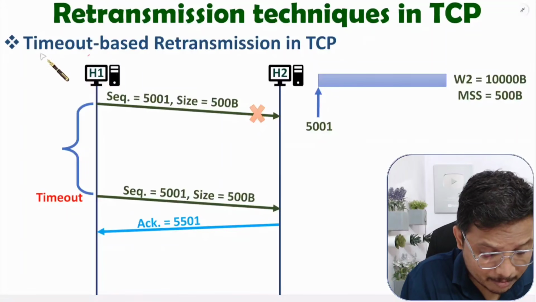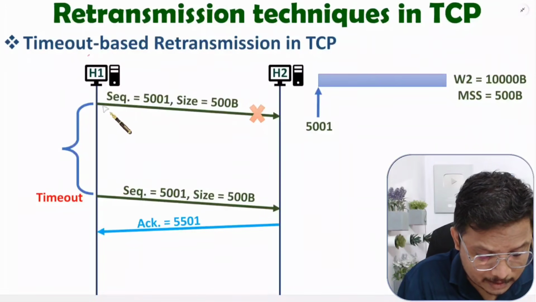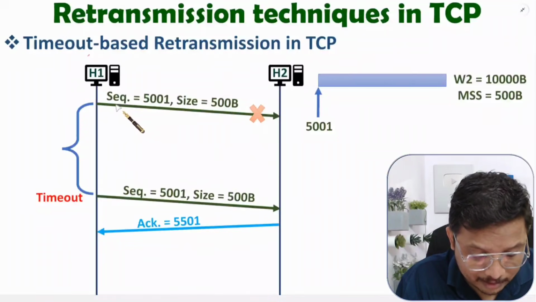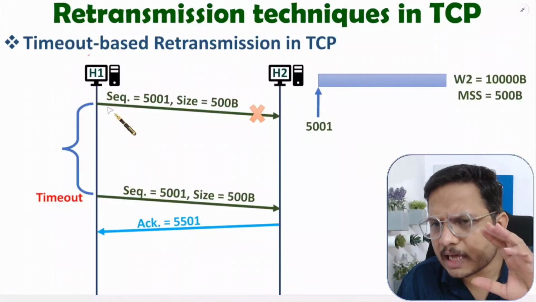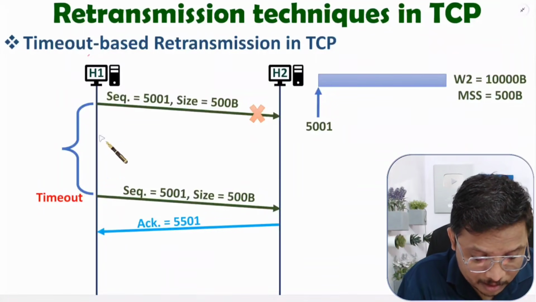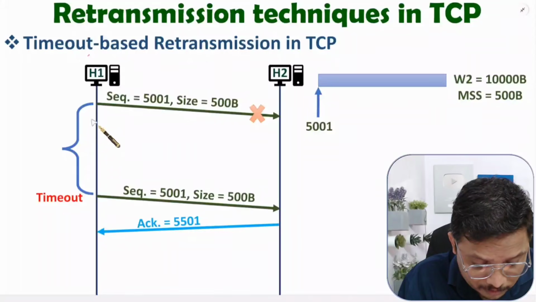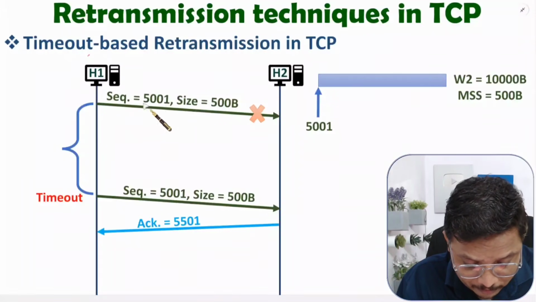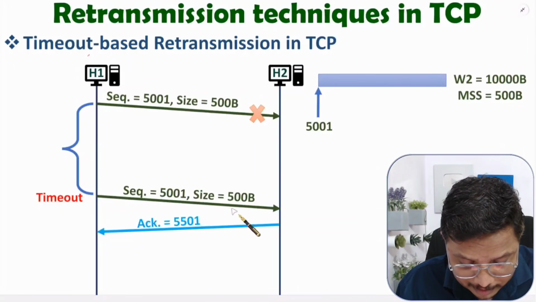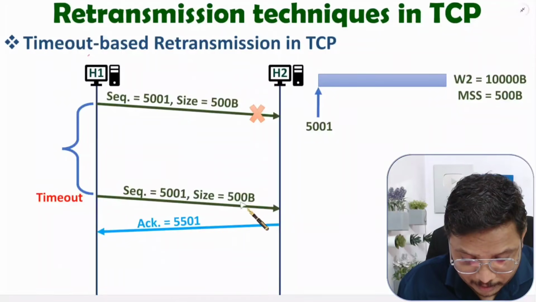So here in timeout based retransmission, what will happen is, with each segment there will be a well defined timer. So after timeout, H1 will retransmit this sequence again, right? So you see now this retransmitted segment has sequence number 5001 and size is 500 byte, right? And now I am considering this segment is received successfully, right?